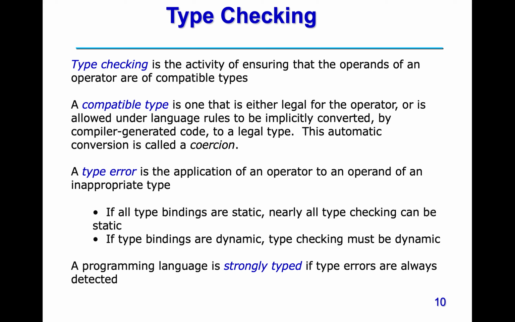Type compatibility asks: are the types supported by each other, and can the types be used together? A compatible type is one that is either legal for the operator or is allowed under the language's rules to be implicitly converted, maybe by compiler-generated code, to a legal type. This automatic conversion is called a coercion.